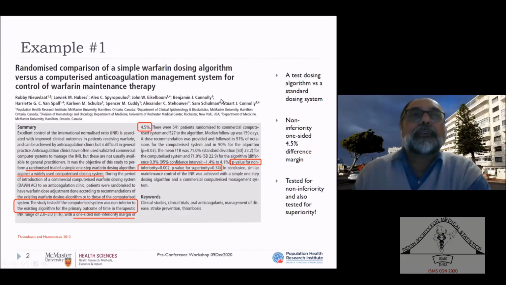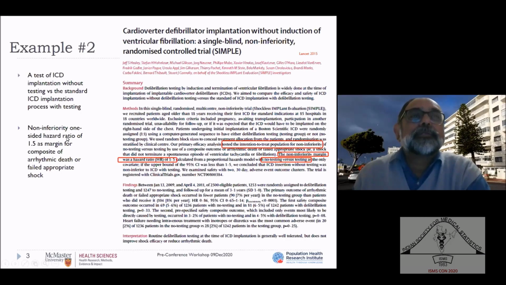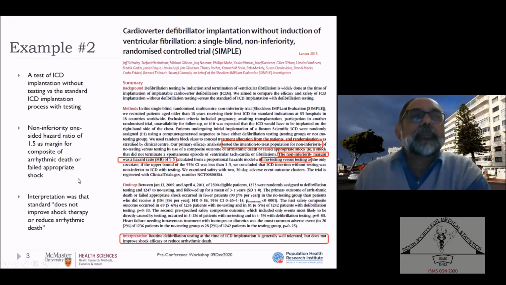Now, here's another example. This is a test of implant without testing versus the standard ICD implant process with testing. This is the cardioverter defibrillator implantation. This was a study looking at non-inferiority with a hazard ratio of 1.5 as the margin for a composite outcome, okay? And again, where does this margin of 1.5 come from?